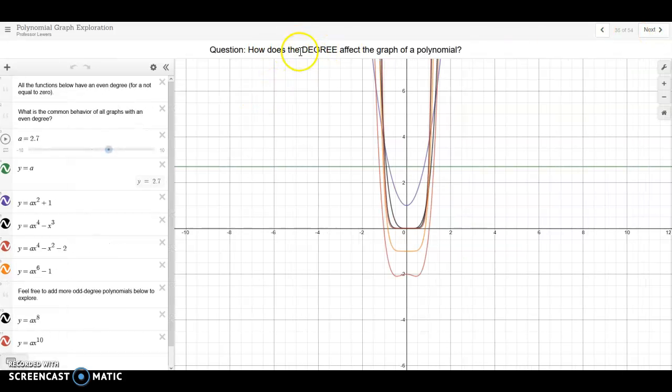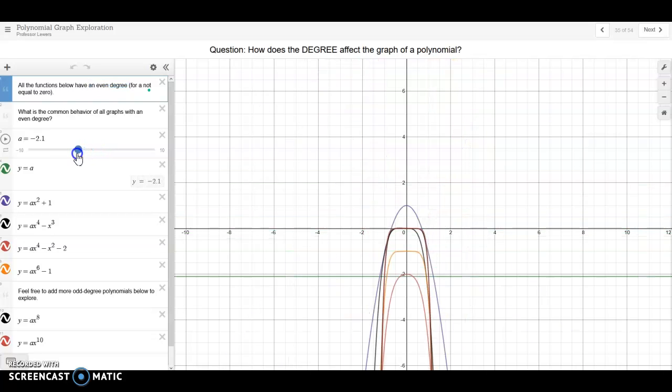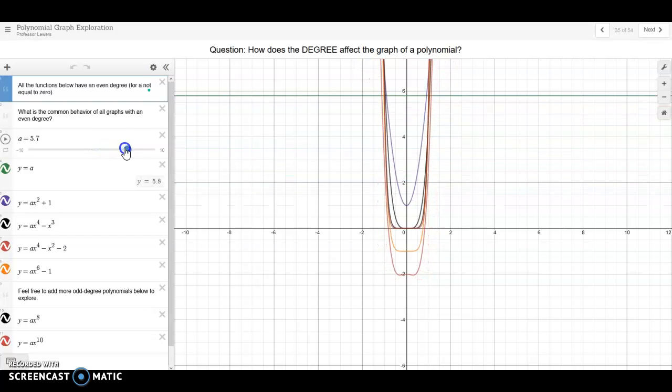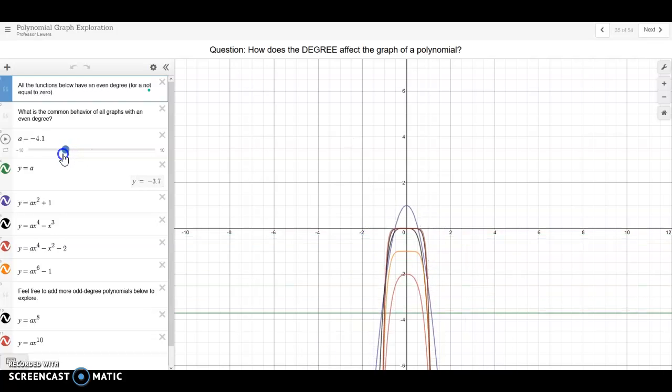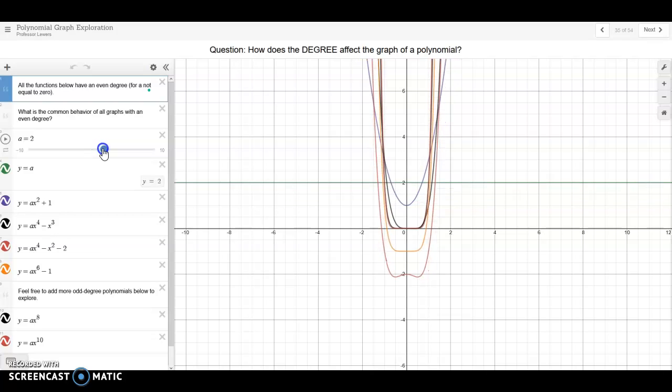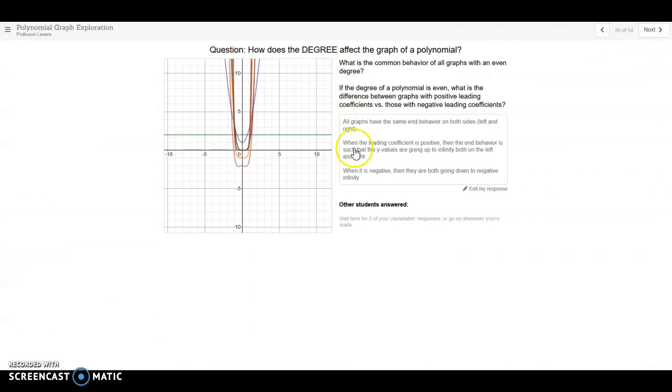And here we're looking at how the degree affects the graph of the polynomial. Here we're looking only at even degrees. So what do these graphs all have in common? And I can change A, right? We can go negative, we can go positive, but what do they all have in common? Go ahead and pause and play around with your graphs and see what they have in common, and then come back. And then type in your observations here.